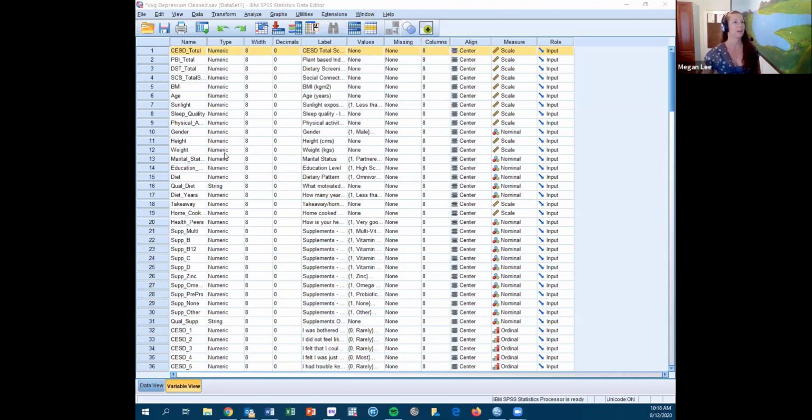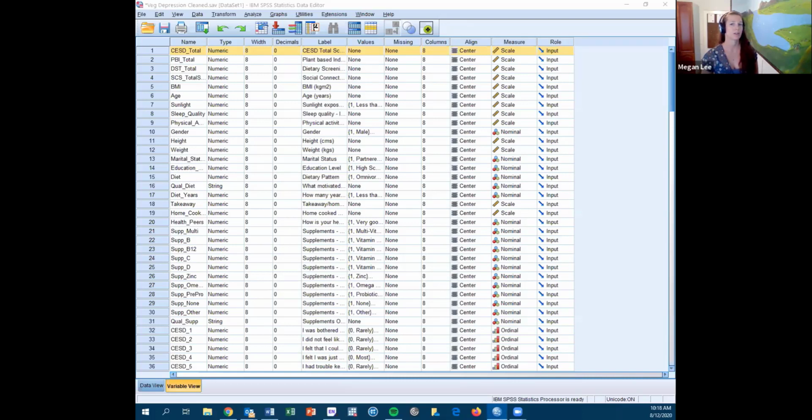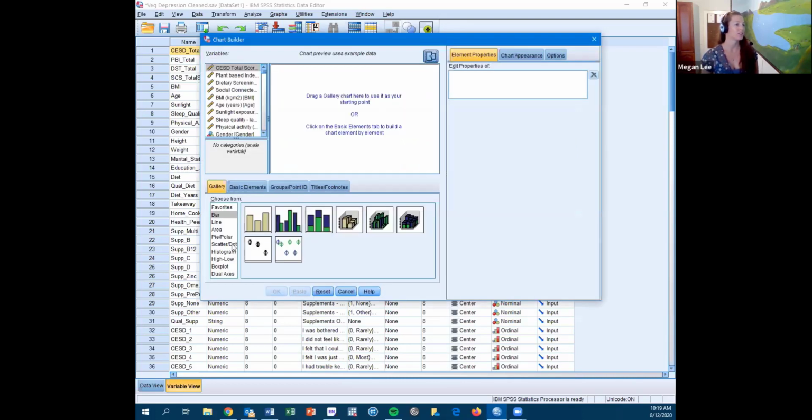We'll do that real quick. It's really quick and easy. Graphs, we'll run a chart builder. We want to have a look at a scatter plot. We just want a simple scatter.